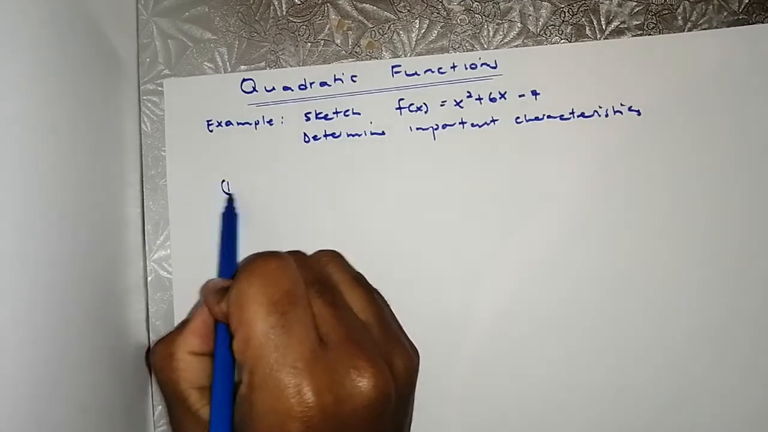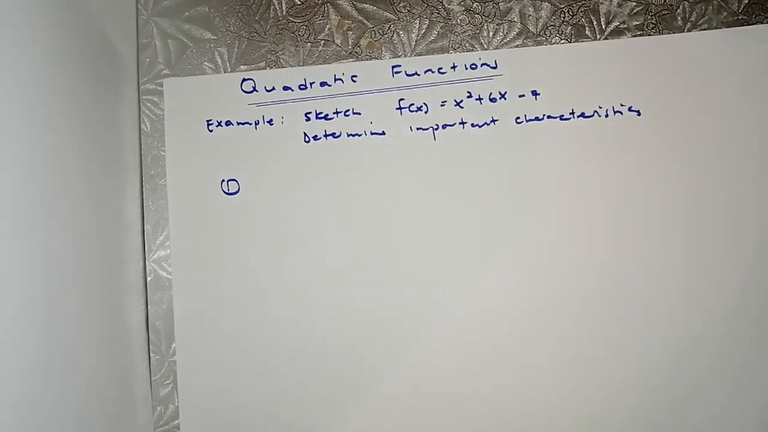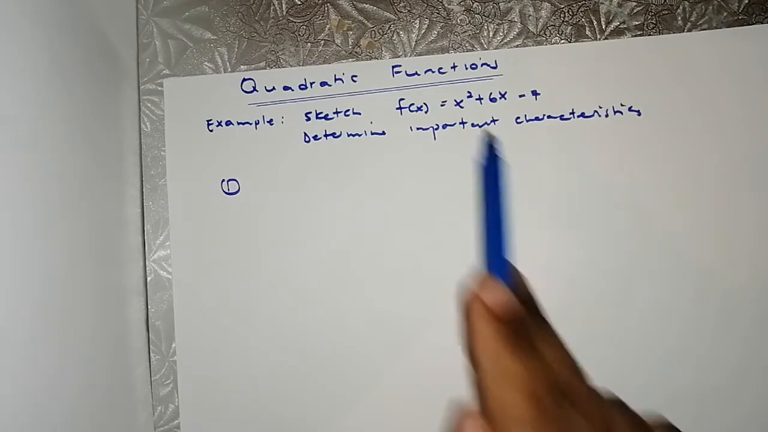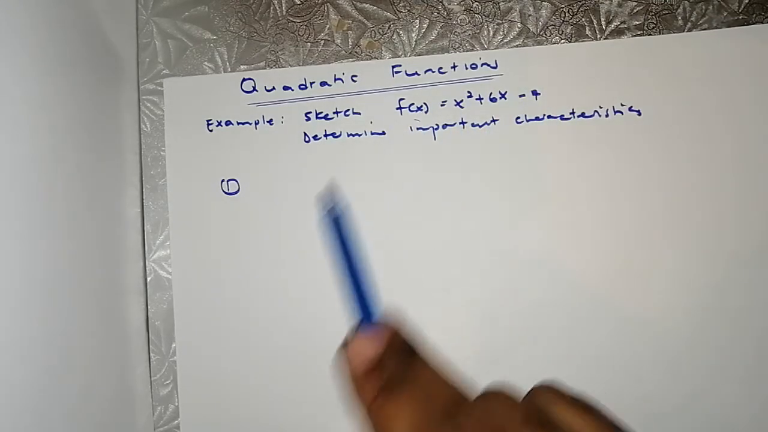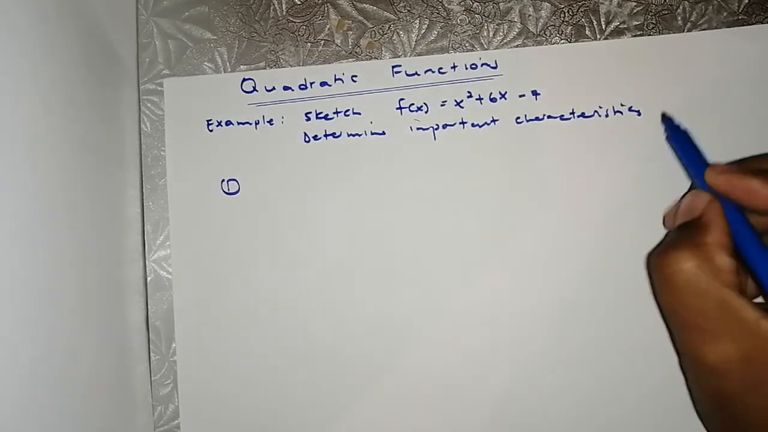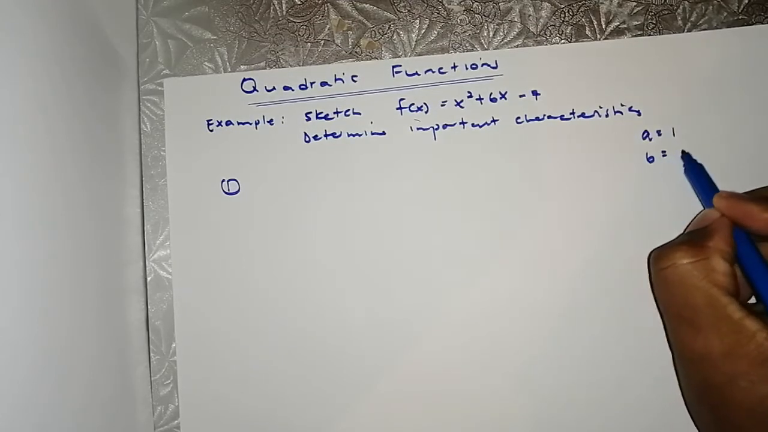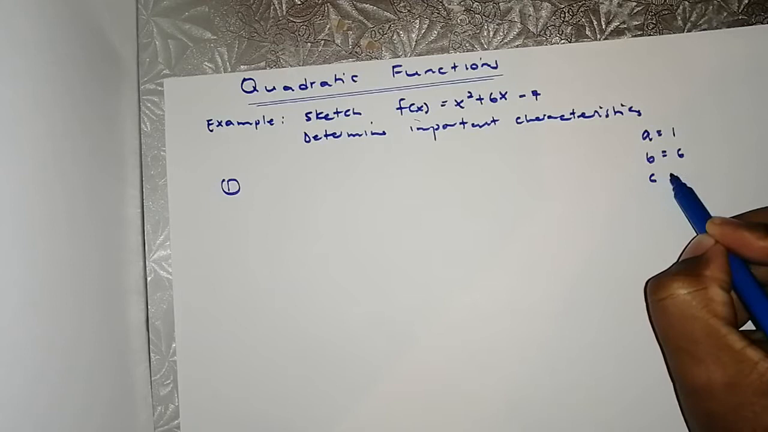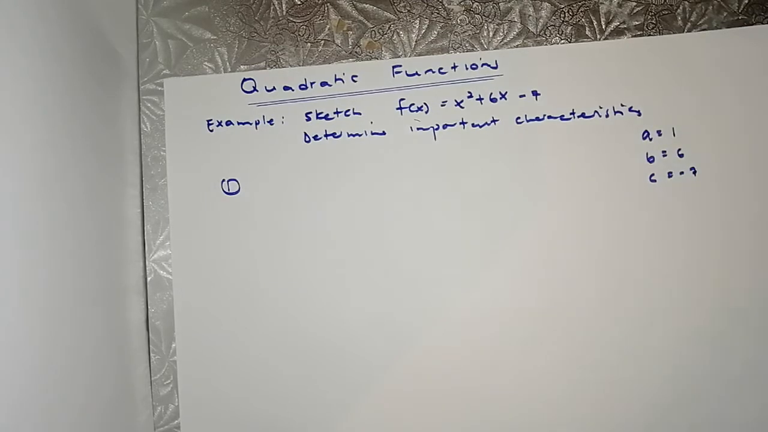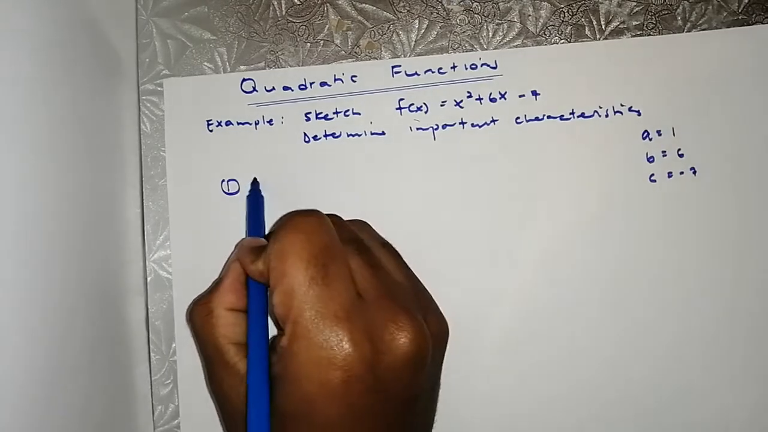Firstly, before we sketch this, we must first look at the function. Is it in standard form? Yes, it is in standard form. Our a equals 1, our b equals 6, our c equals minus 7. Cool. Now the intercepts of the graph.